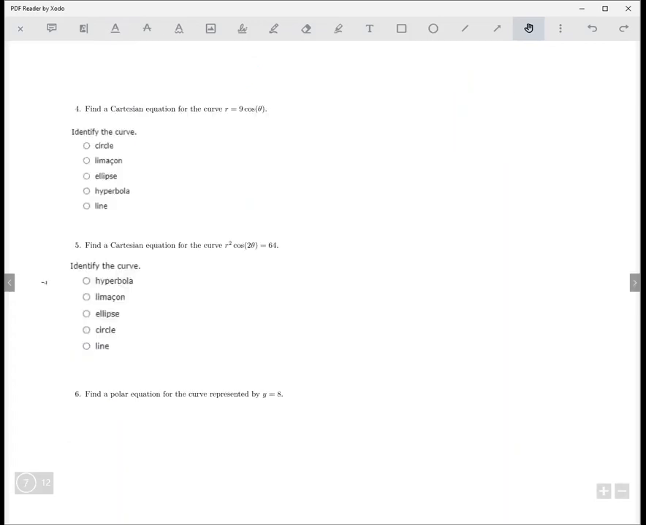Number 4, find a Cartesian equation for this curve, and then identify the curve. So there's actually 2 parts to this problem. So let's handle the first one first.